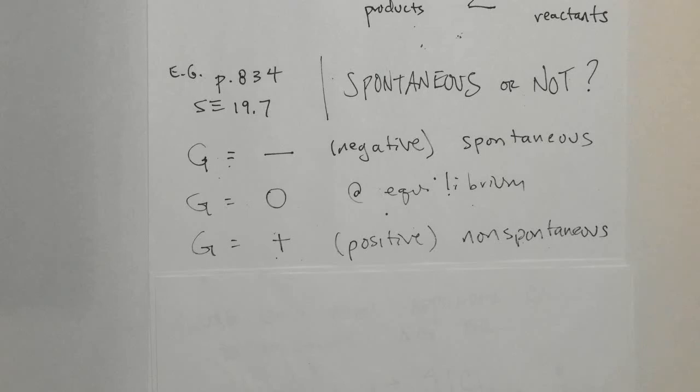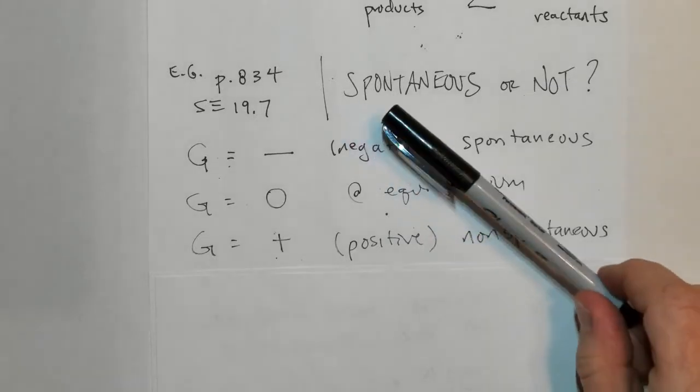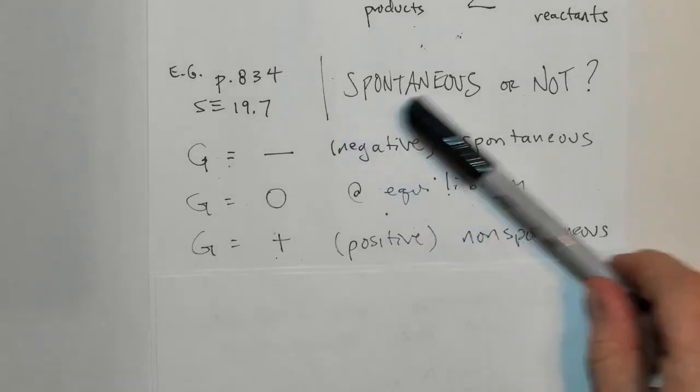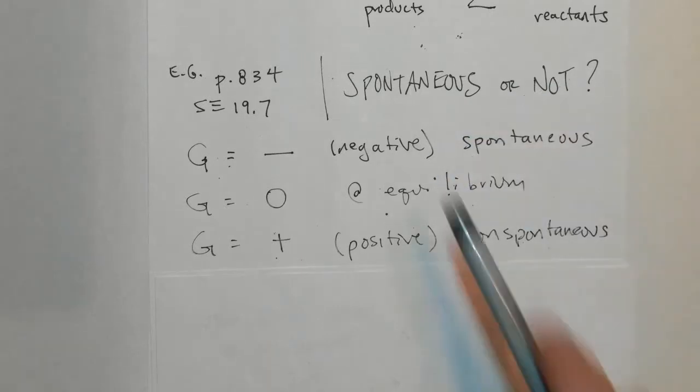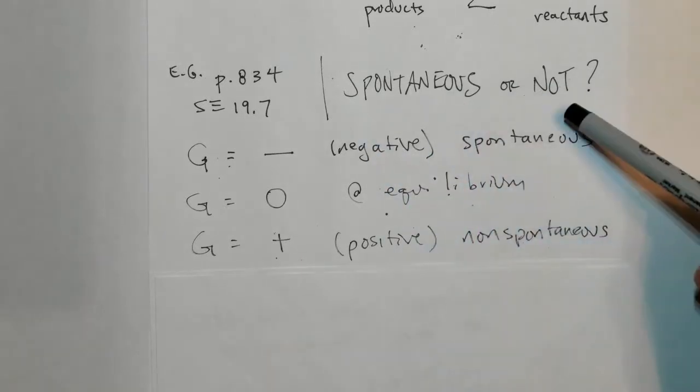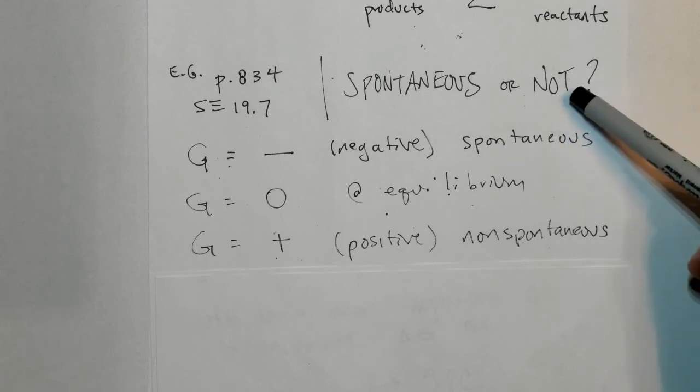So let's continue our discussion about something called the Gibbs free energy, which helps us answer the question, is a process or reaction spontaneous or not? Does it happen without outside intervention? That would be spontaneous. Or does it not happen?